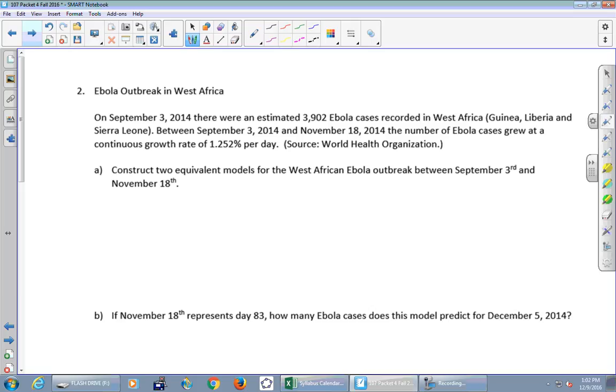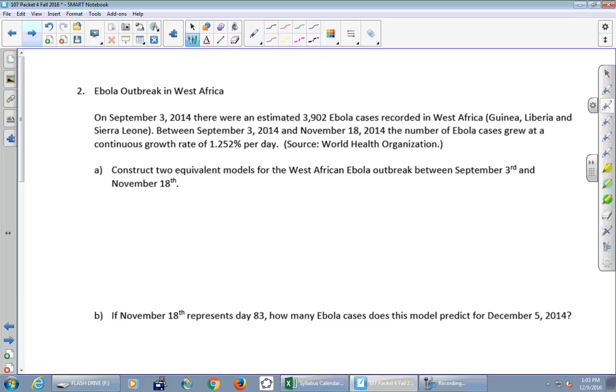Okay, and it says construct 2 equivalent models for this outbreak between September 3rd and November 18th. What we're looking for is a formula that will maybe help us predict, on September 18th, this is roughly how many Ebola cases we might have expected, and on October 3rd, it's roughly this. We just want an equation that we can plug in and see if we can model the given information.